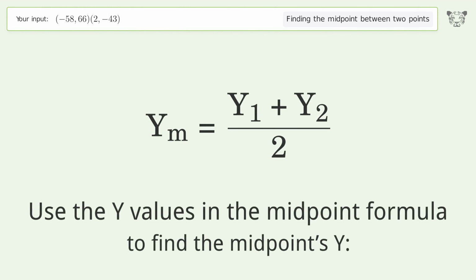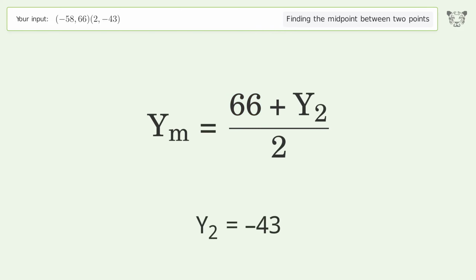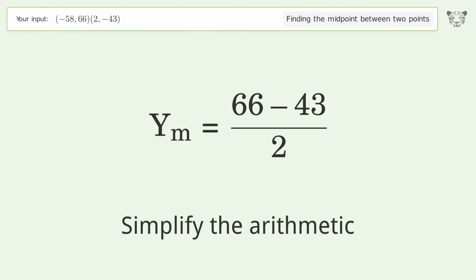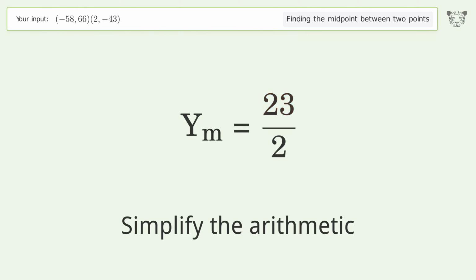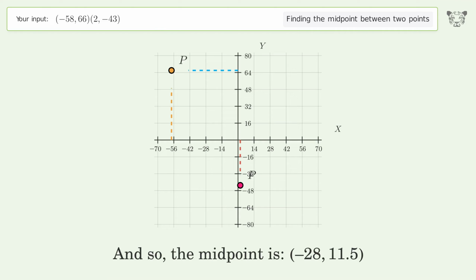Use the y values in the midpoint formula to find the midpoint's y. y1 equals 66. y2 equals negative 43. Simplify the arithmetic. And so, the midpoint is negative 28, 11.5.